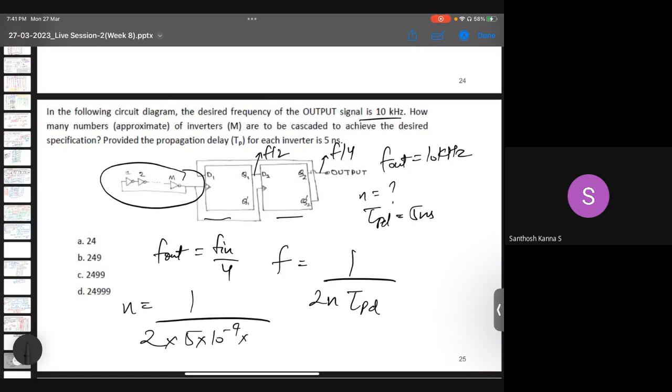Then what else? F out, the input is 4 F out. So what is the F given in the question? 4 kilohertz. So can anyone let me know what is the answer? This is 9 nanoseconds.